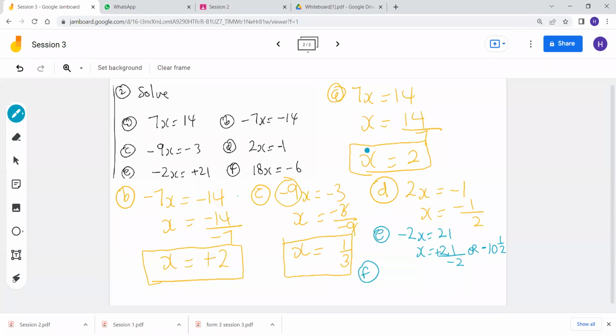We say 18x equal to minus 6. The inverse of multiplying by 18 is divided by 18. So we say x is equal to minus 6 over 18, which is equal to what? Minus 1/3. Minus 1/3, right? Nice, excellent work. Persons commenting the answers again. Good, good. Let's take note of the negative sign for this one, for part E here, right?